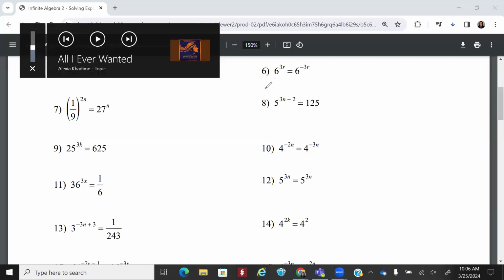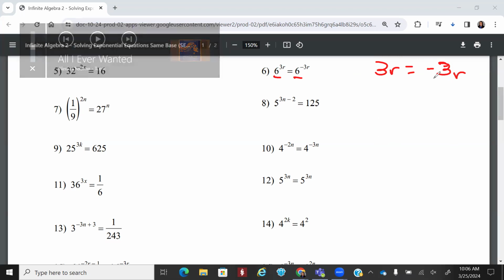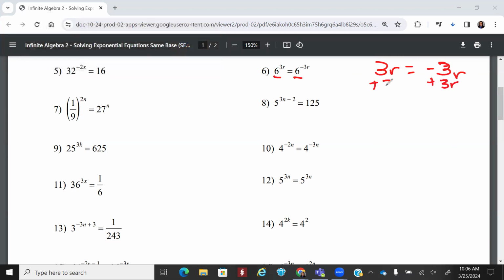Okay, so if we have the same base right here and here, we're going to drop the base and set the exponents equal to each other. You want to get your variable on one side and your numbers on the other. So we're going to add 3r to the other side, and this is going to give me 6r equals 0. If we divide by 6, that's going to give us r equals 0.